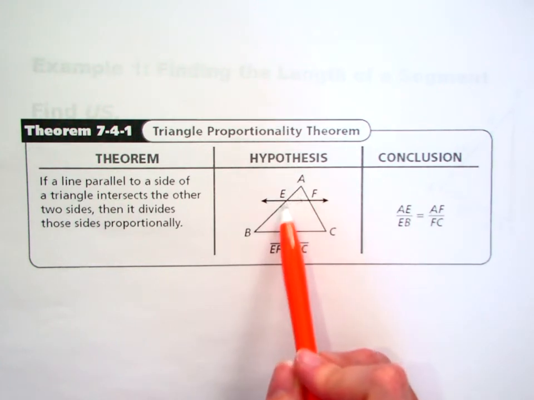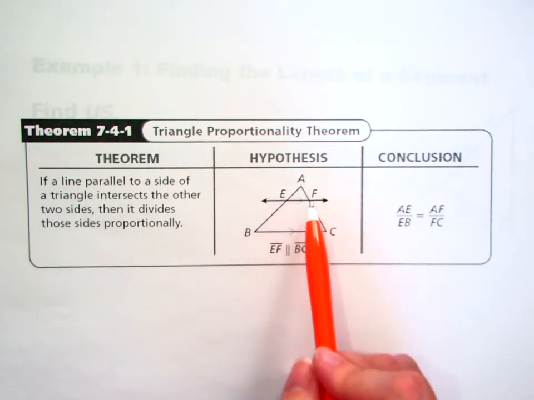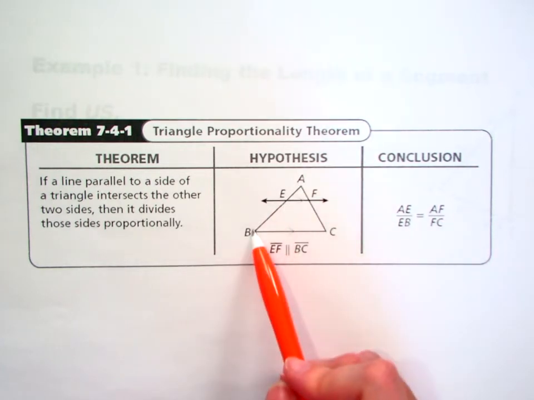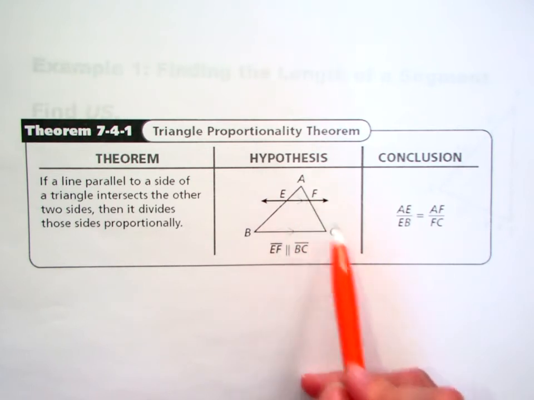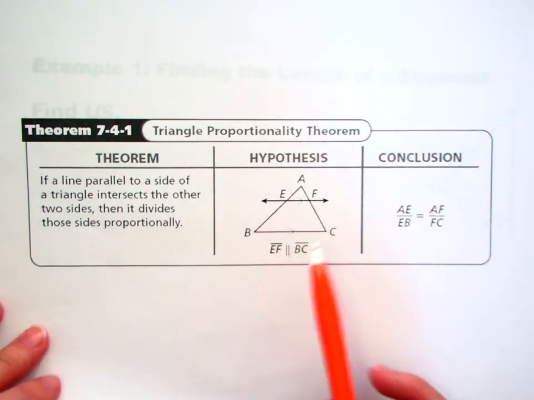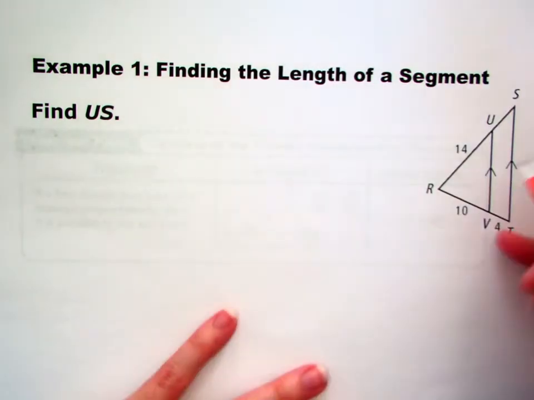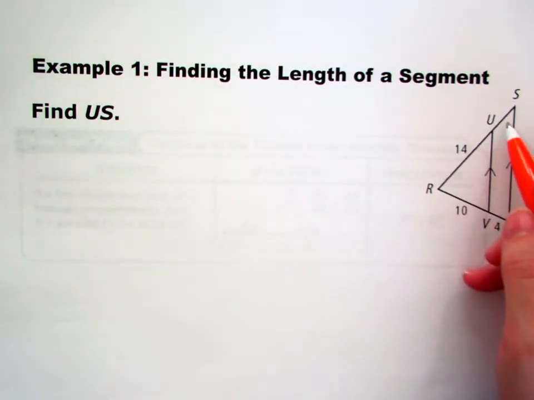So this over this is going to equal this over this. Or as you see, AE over EB is going to equal AF over FC. But you got to know that these are parallel. So how can we apply that? Well, let's look at this one here. It says find the length of US.